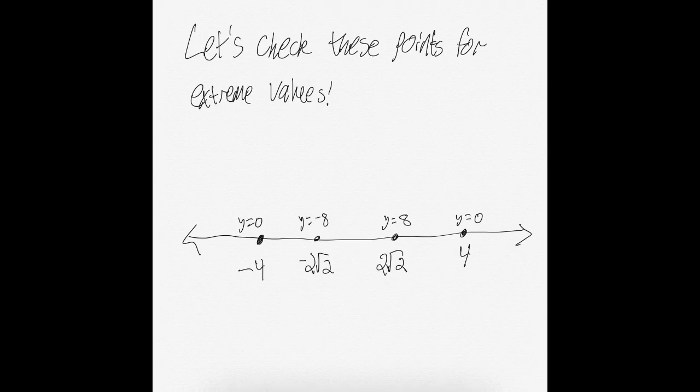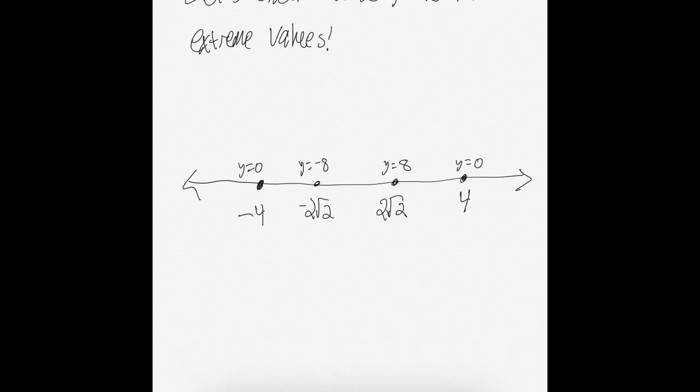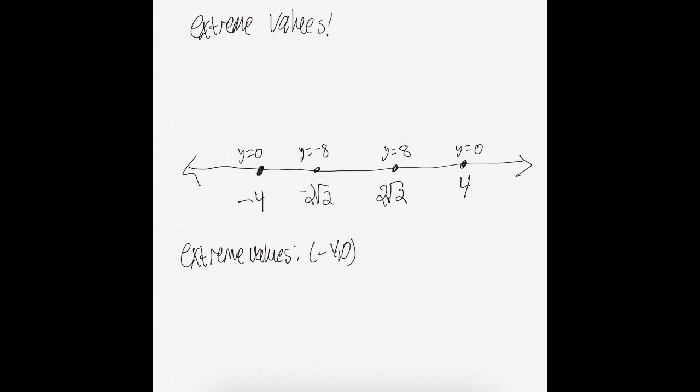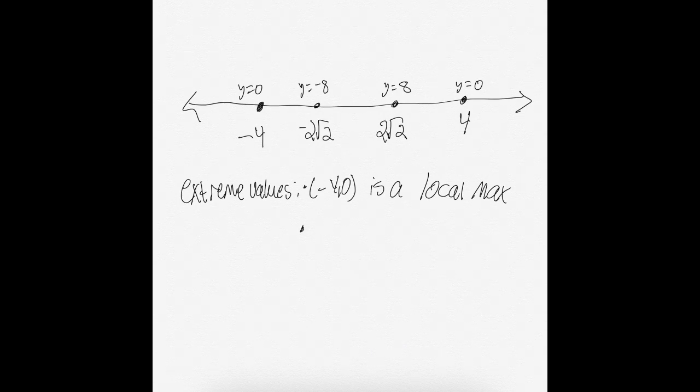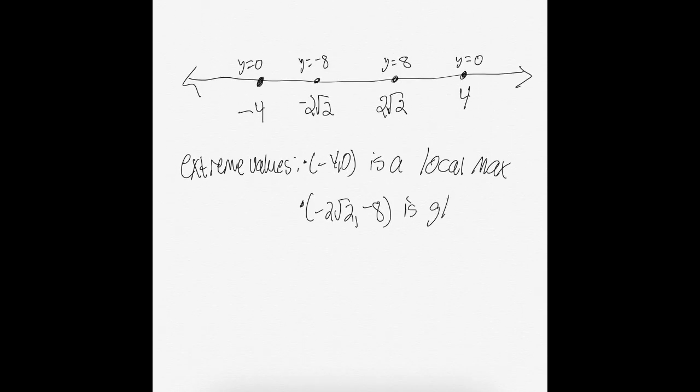And at 2 root 2, everything's going to be the same except it will be positive. So y equals 8. And so now what we can conclude is, for the extreme values, at negative 4 we have negative 4, 0. I can see that from negative 4, when I move to the right, I'm going to be decreasing, because I'm going to go from y equals 0 to negative 8. So that means that negative 4, 0 is a local max, because we get smaller to the right.